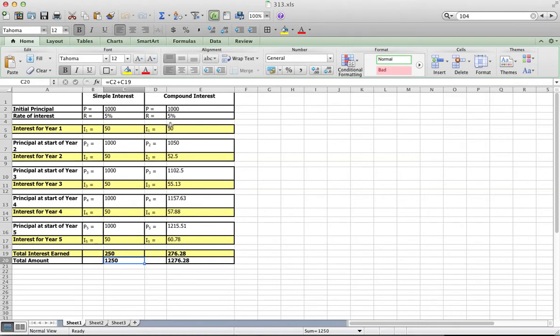With compound interest, if I originally put in $1,000 at a 5% rate, in that first year, I'm going to have $50 of interest. Then for the next year, instead of having that principal being $1,000, now my principal is $1,050. It's the original $1,000 plus the interest from year 1. That will give me an interest of 52.50 for year 2.